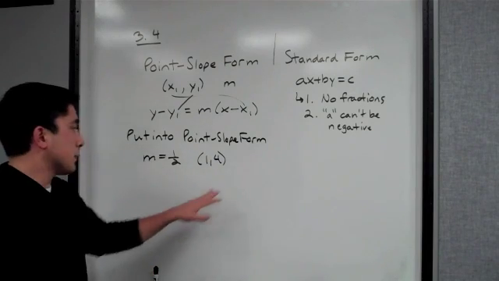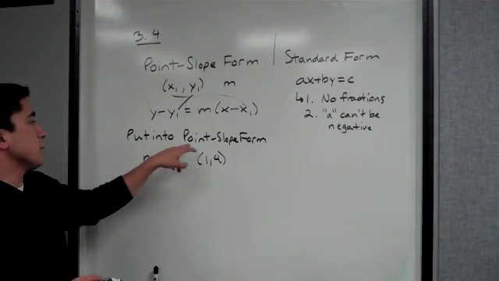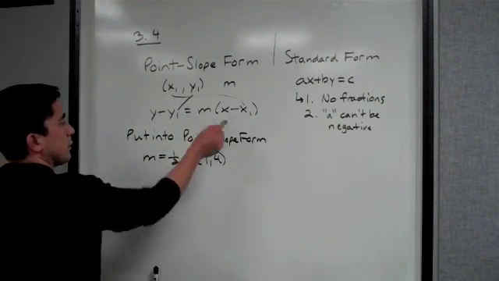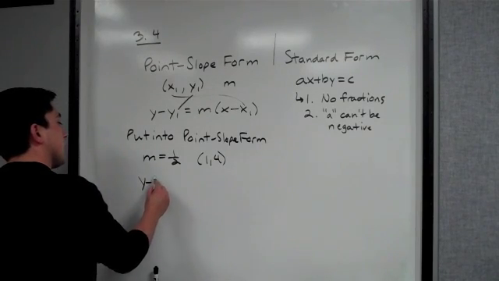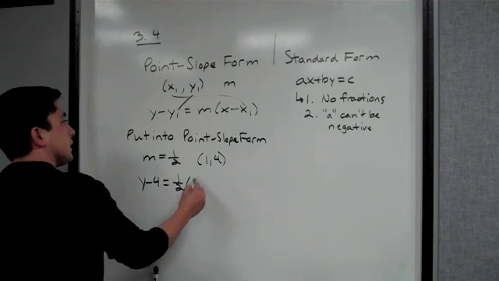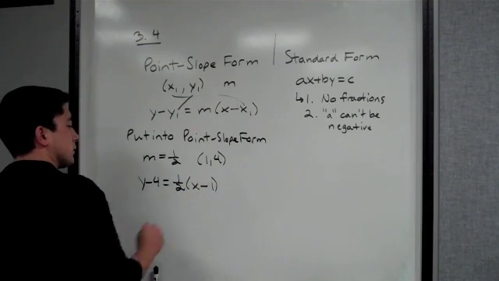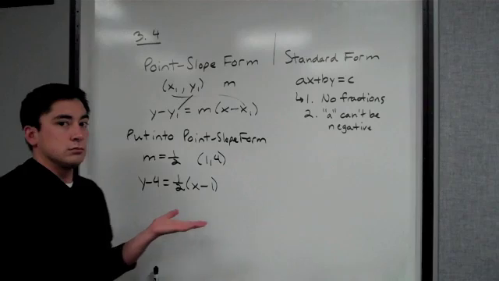Okay? So I'm giving you the point and giving you the slope. I'm asking you to write an equation in point slope form. Then all you do is plug in. Very simple. Y minus 4 is equal to our slope, 1/2, times x minus x1, which is our x coordinate, which is 1. There you go.